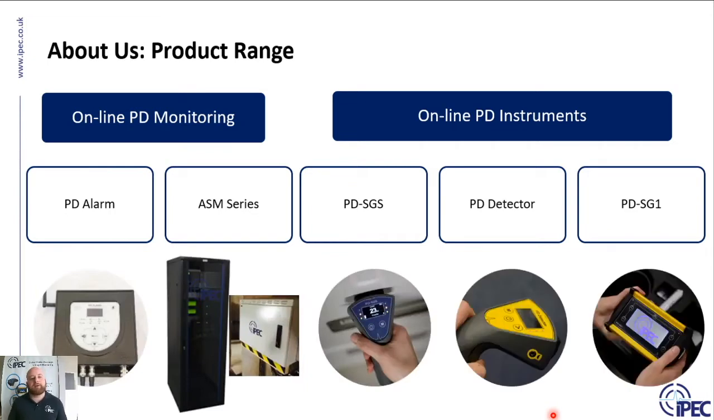So this is our summarized product range, if you like. On the PD monitoring side, we have two what we call ranges of systems. The first one is the PD alarm. So that's a small device. I'll come into a little bit more detail about how it works. A small PD alarm, which is focused mainly on medium voltage switchgear monitoring. It's essentially a bit like a handheld instrument, but focused on small, quick applications.